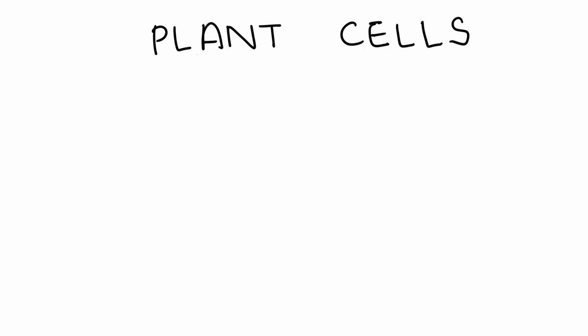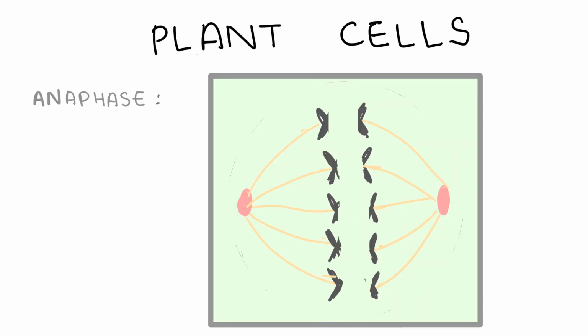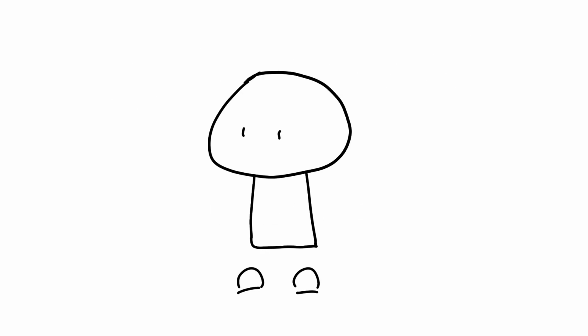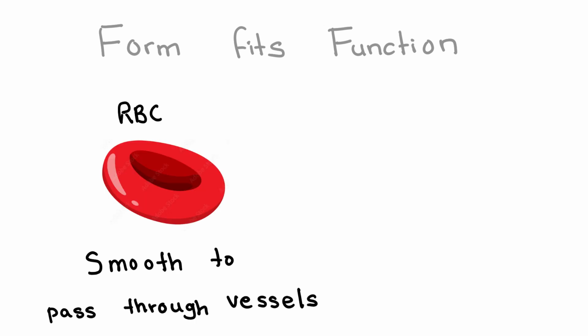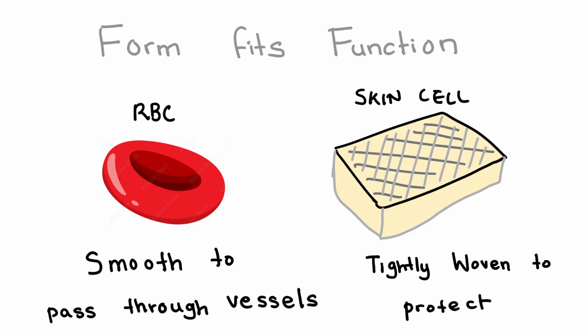This process is a little different for plant cells because instead of pulling apart the chromosomes, they form a cell plate along the equator which divides it and becomes the cell wall in the end. Okay, specialized cells. There are different types of cells in your body such as nerve, muscle, and skin cells. They all have a different form to carry out its function. Red blood cell, smooth so they pass through the blood vessels easily. Skin cells, tightly woven to protect the body from toxins and prevent water loss.